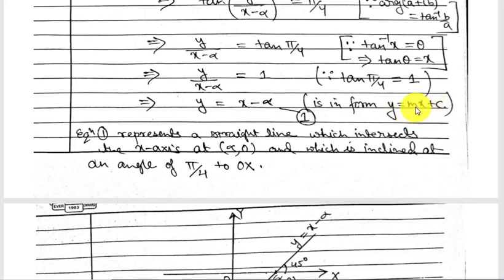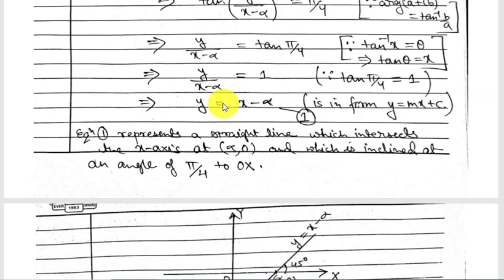So m is what? Slope. So here in place of m what we have? 1, okay, that means slope is 1. And how do we find the slope? By tan theta. If you remember, in class 10 we used to do tan theta is equal to slope. So here tan theta is equal to 1.